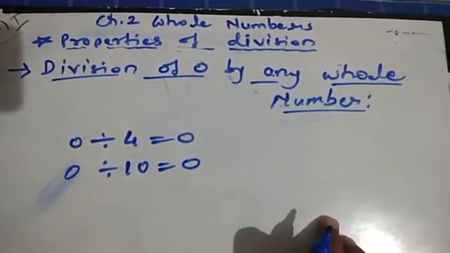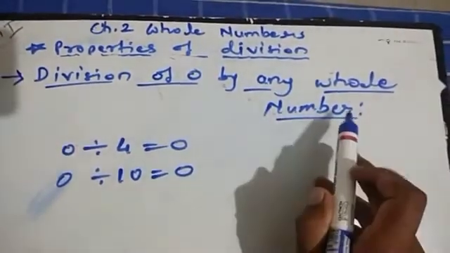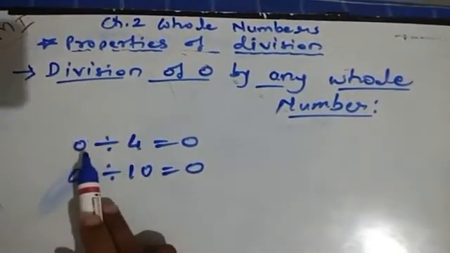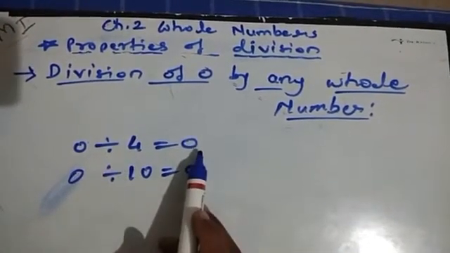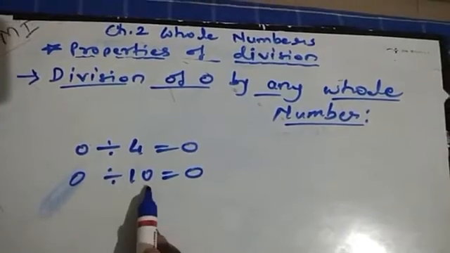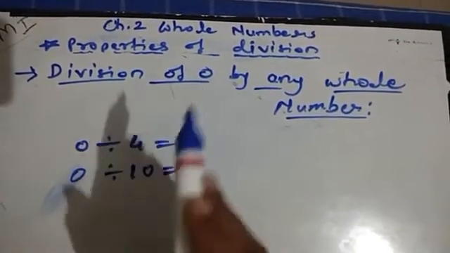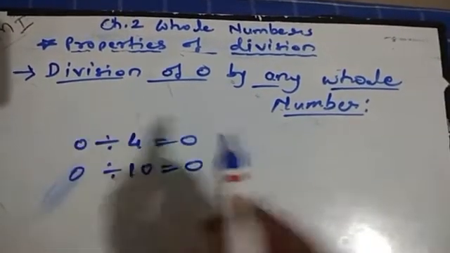Now let's see the next part, division of 0 by any whole number. What will be the result? That we are going to see. Now see here, 0 divided by 4 is what? 0. 0 divided by 10 is what? 0. Remember students, when we divide 0 by any whole number, the answer will be 0 only.